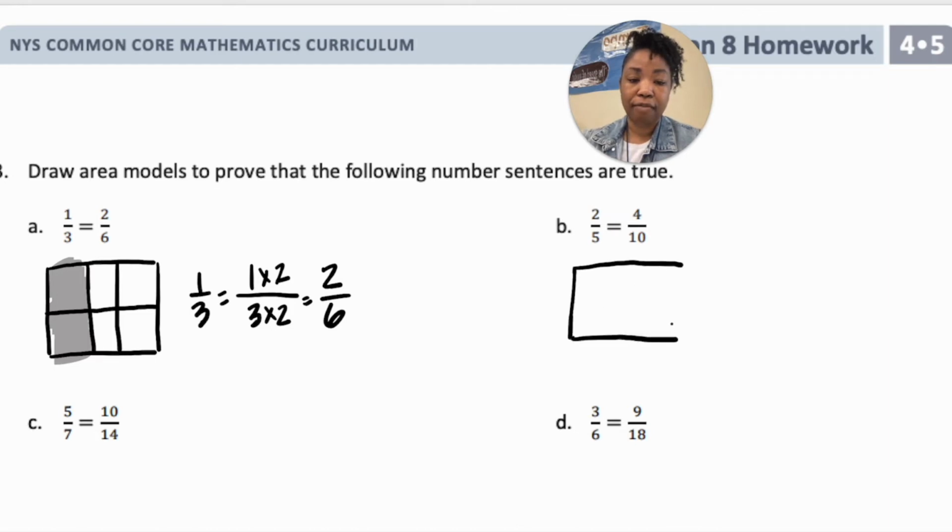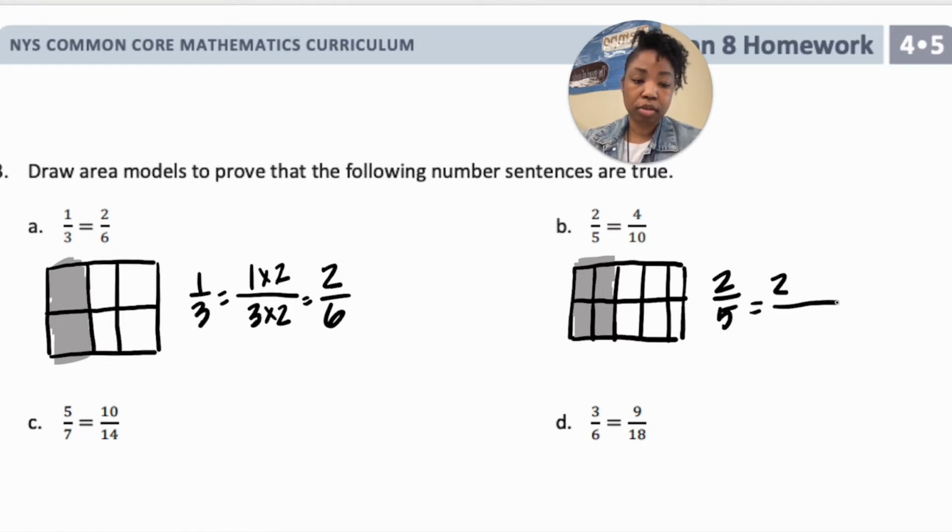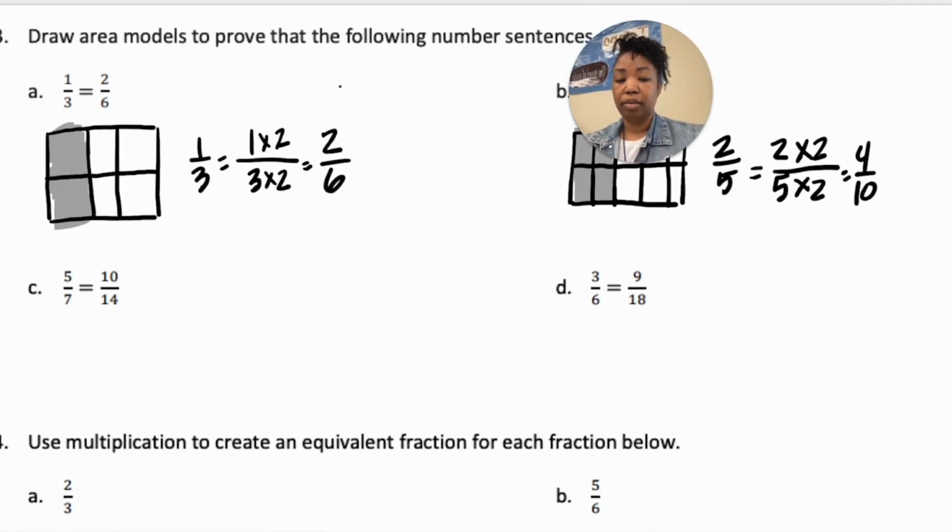For B, we're going to make 5 parts. I'm going to draw 4 lines going down. I'm going to shade 2 parts. I'm going to double the rows, right? So this is 2/5, which is 2 times 2, and 5 times 2, which gives me 4/10. 4 parts shaded out of 1, 2, 3, 4, 5, 6, 7, 8, 9, 10. So this is true.